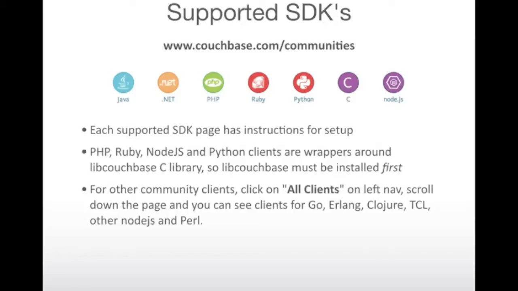We do have clients for other languages. We call them community clients, although we do participate in the development of some of those clients as well. Because we are an open source company, and therefore we make everything available as open source and also contribute to open source. So for Go and Erlang and Clojure and Tickle and Perl, we have some community clients. And if you go to couchbase.com/communities, on the left nav you'll see an all clients link, and if you scroll down that page you'll see links to GitHub repositories for those community clients.